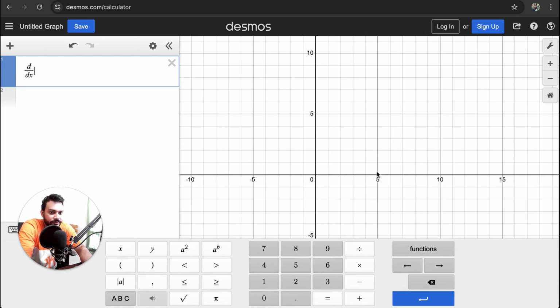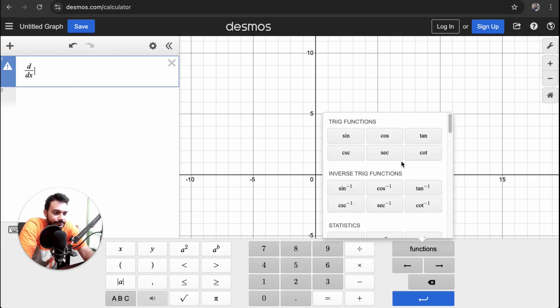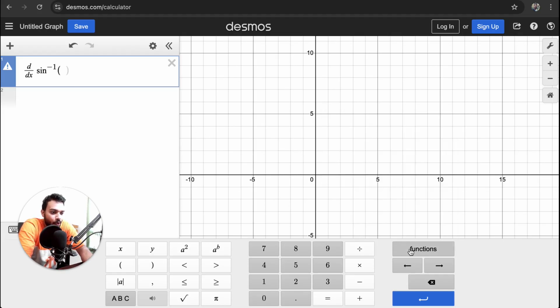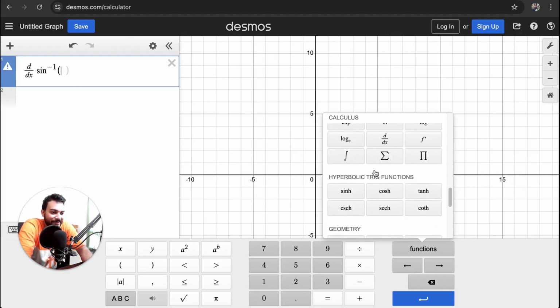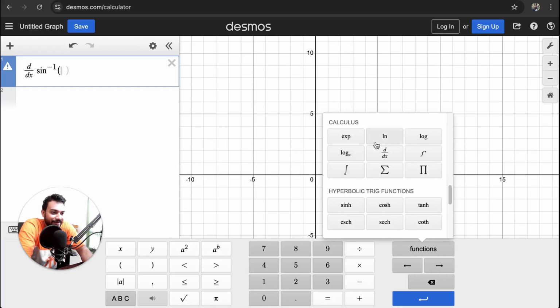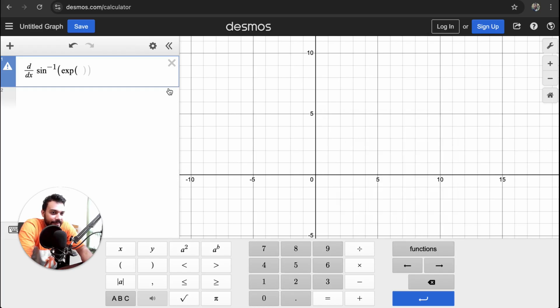Any complicated functions. You want to find derivative for any calculus, guys. You want to find derivative of, let's say, let's make a complicated function. Sine inverse of exponent e raised power x. This is the derivative. Or let's say sine inverse of 4x squared.